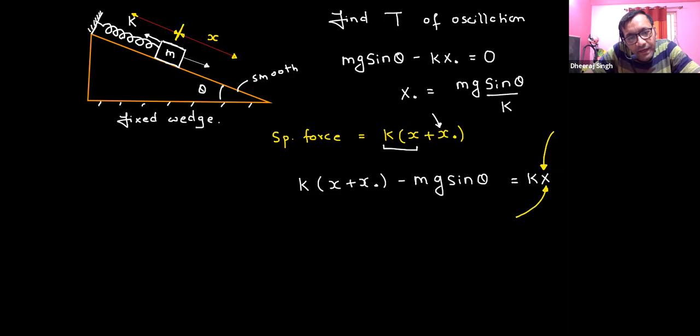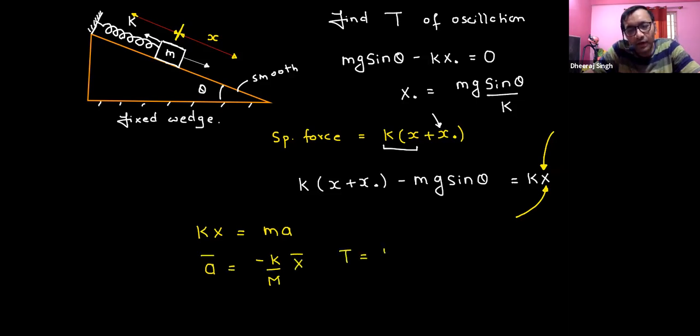Now, total force is kx, which is equal to m into a. Exactly the same thing comes again: a equals K by m times x. So time period is 2 pi under root m by k. So surprisingly, for the spring block system, no matter how it is kept, the time period will always be this. It doesn't even depend on gravity. Even if gravity is not there, you will have this.